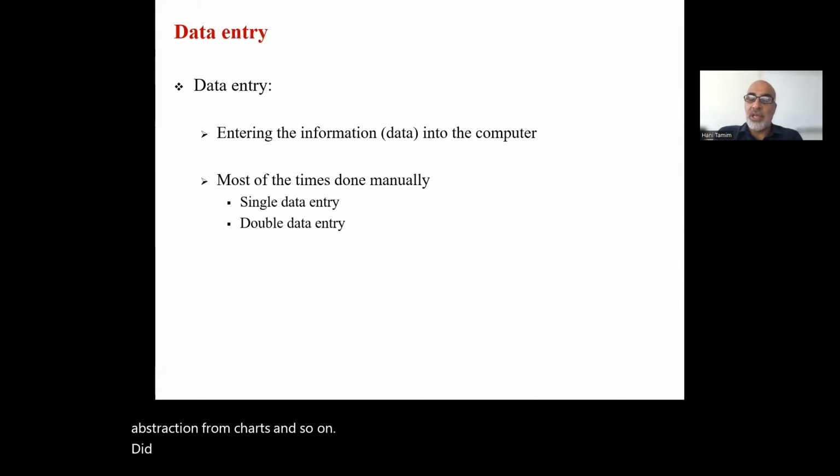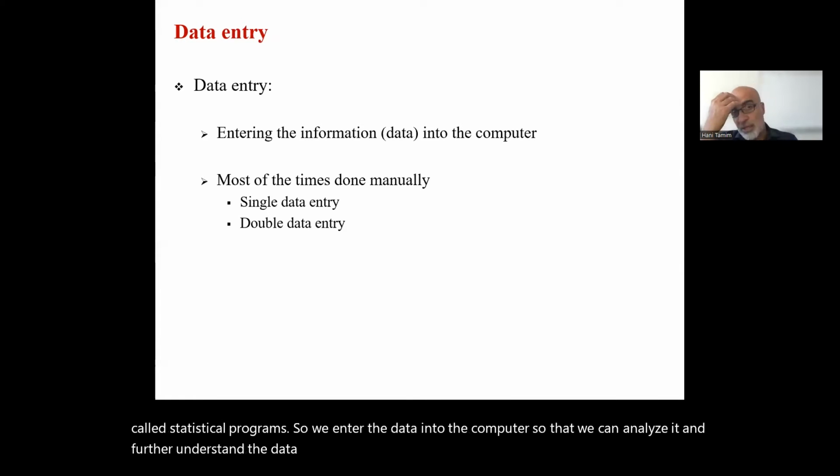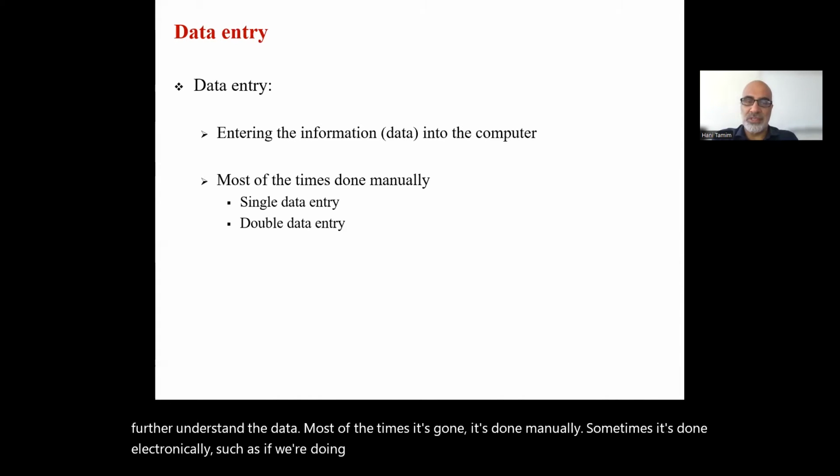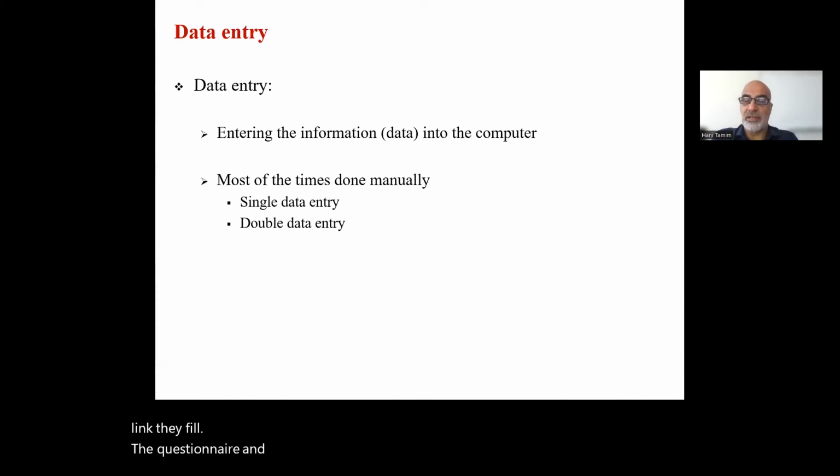Data entry is when we enter the information into the computer. Specific programs are available called statistical programs. So we enter the data into the computer so that we can analyze it and further understand the data. Most of the times it's done manually. Sometimes it's done electronically, such as if we're doing a survey where we send a link to people. They'll open the link, they fill the questionnaire, and eventually the data will be transferred electronically to us.